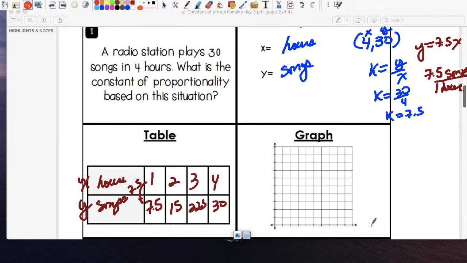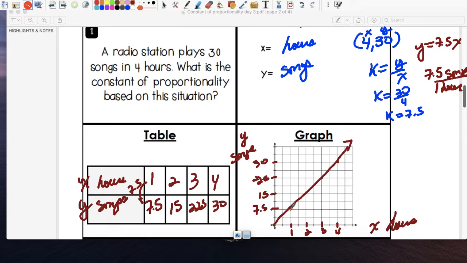Do a little graph. X is hours, and Y will represent the number of songs. I'm going to choose this scale, but you can choose another one. Up and down is going to go by 7.5, so every 2 squares for me is 7.5. So we're going to go 1 and 7.5, 2 and 15, 3 and 22.5, 4 and 30. You'll notice that it is a straight line. These are my points, and we already have a name for the line: y equals 7.5x.